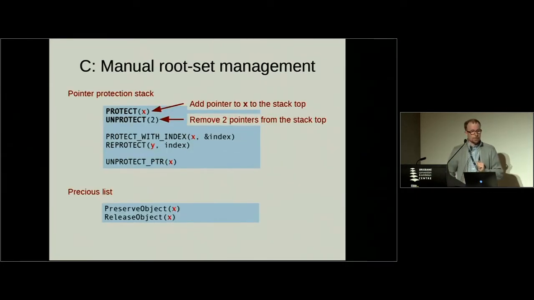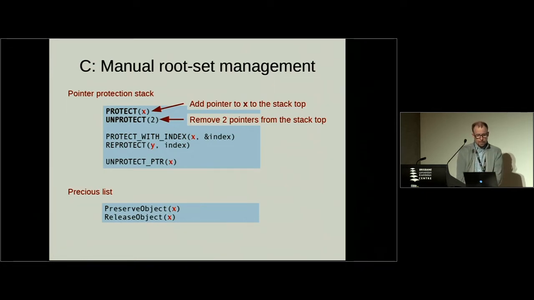In C it's different. When we program in C for R, we have to tell the garbage collector, because the C runtime is not able to provide this information. So there is an API for that. It uses the pointer protection stack or the precious list of pointers that have to be kept alive by the GC. And in the talk, I will just use the most common one, so two functions to use the pointer protection stack, protect and unprotect.